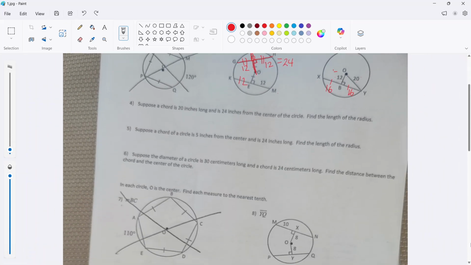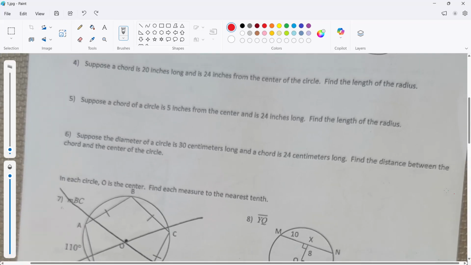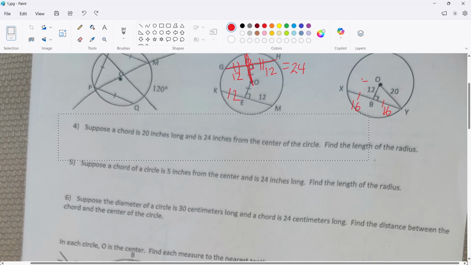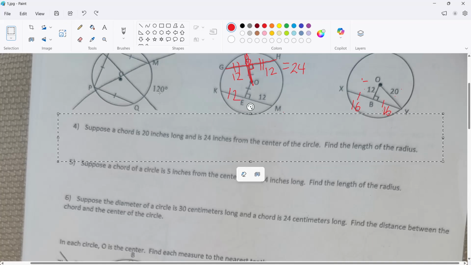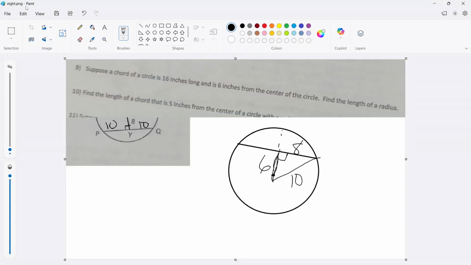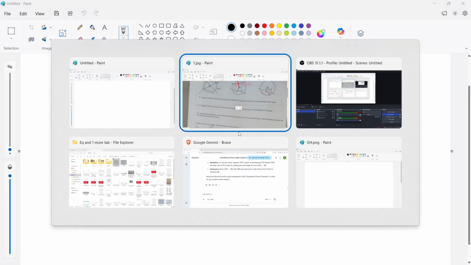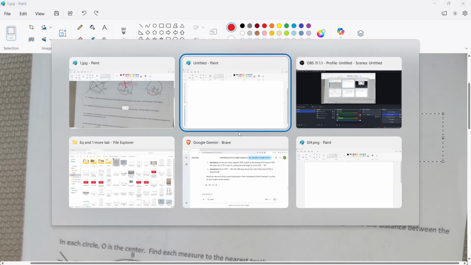And now I'll just do a couple of these. I'll do number 4, and maybe I'll do number 6, because they're all the same. Suppose a chord, well, let's see, I think I'm going to need more room. So let me copy this one and then paste it. I don't want to do a new one there, so I'll do this one. File, new, and hold on.